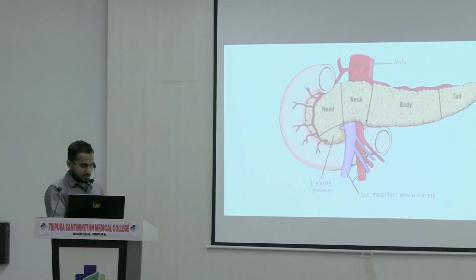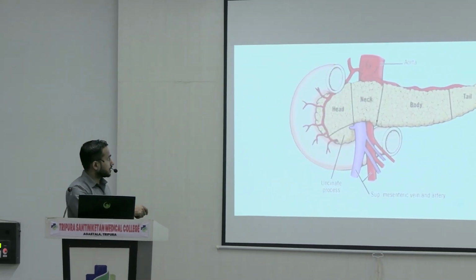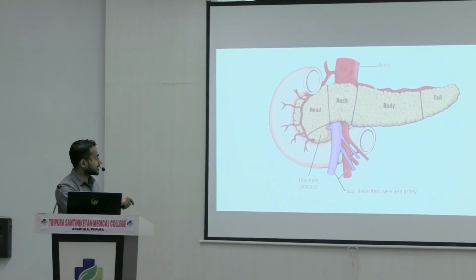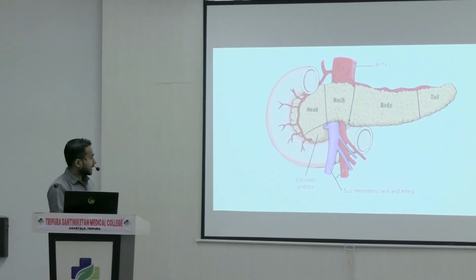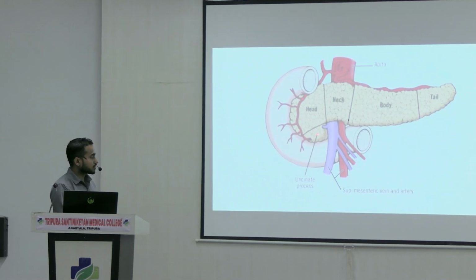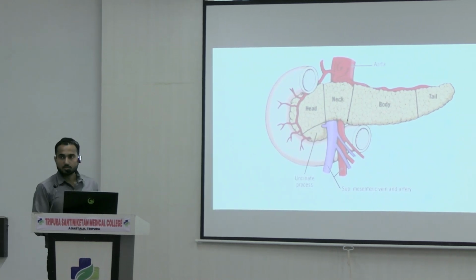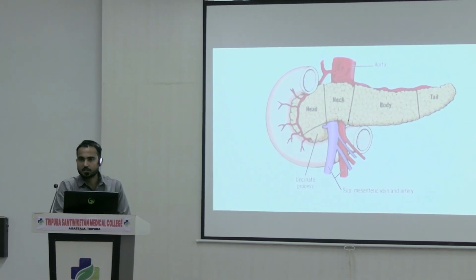Here you can see the parts of the pancreas. From right to left, what are the divisions? First of all, the head is there, the enlarged part, having one small process that is called the uncinate process. Next, the constricted part is the neck. After that, body and tail. So these are the various parts of the pancreas.